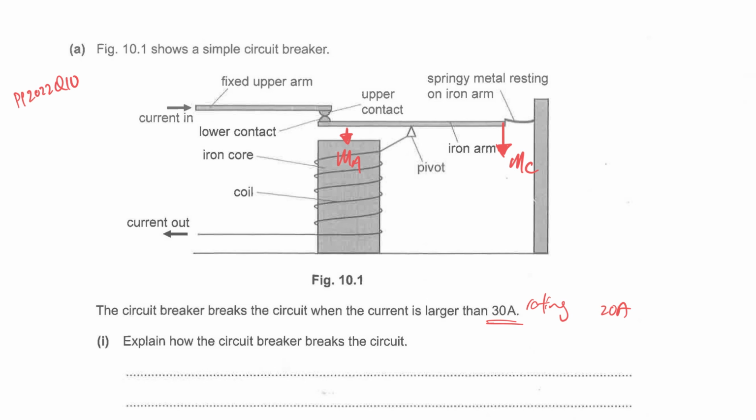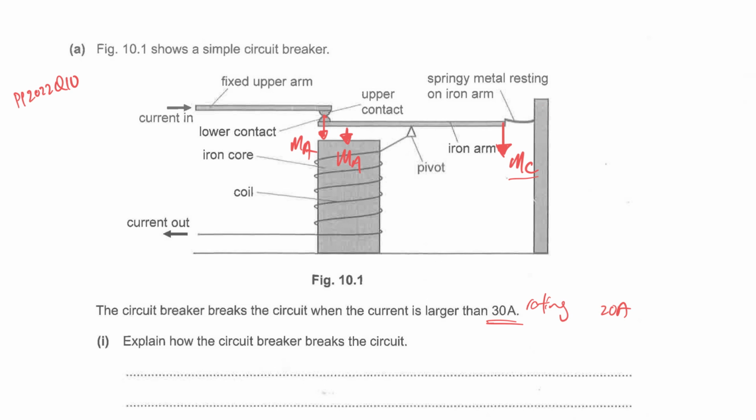So you must understand that this springy metal actually pushes down more to make sure that this contact here, the upper and lower contact, are being forced to come together. So there is also a force acting downwards by the upper contact on the left side of the iron arm. So that force is going to create an anti-clockwise moment also.